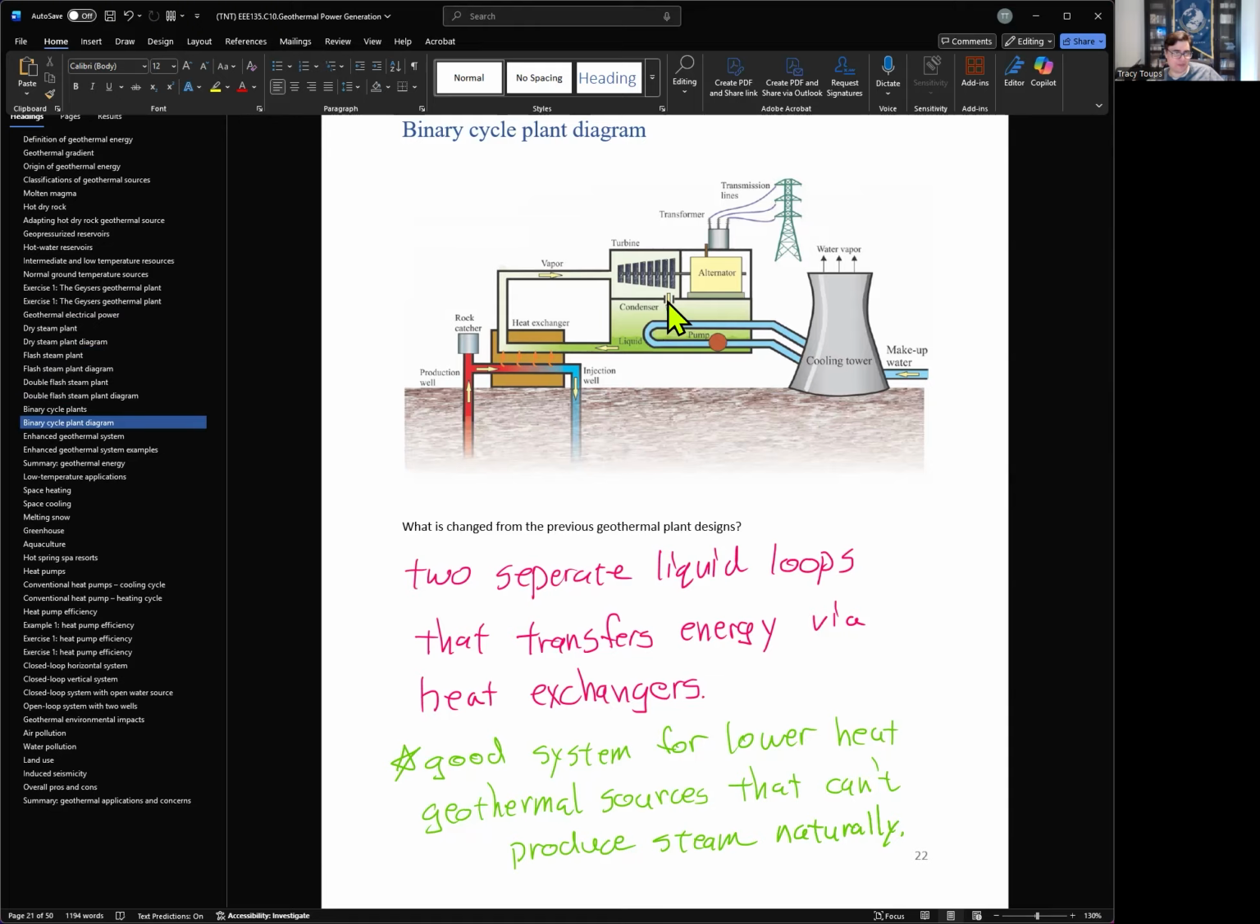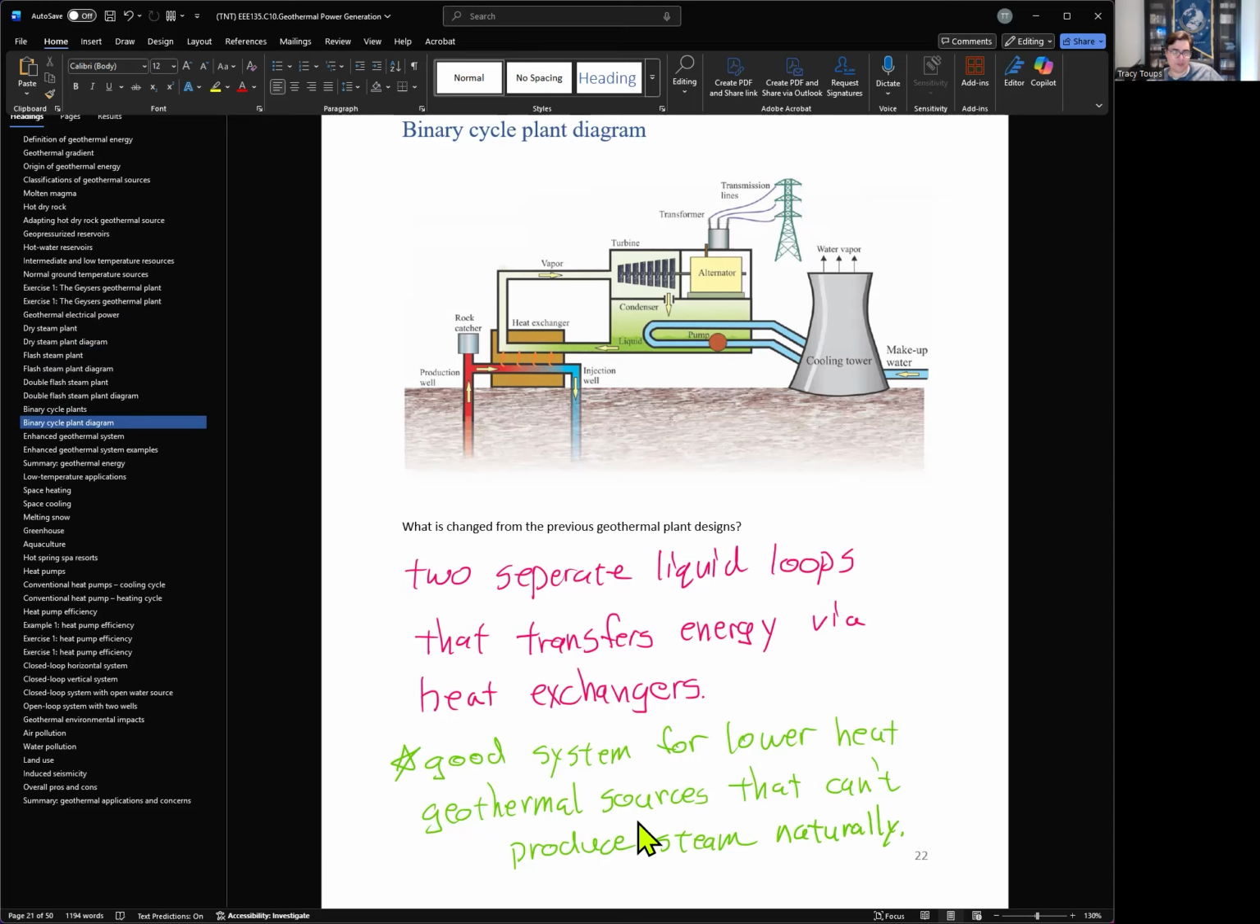We need to lower the temperature of the oil back into the liquid form, and we'll just keep doing the system over and over again. So you basically have two sets, two pumps, two water loops, and they're interacting with each other with this heat exchanger. Okay, this is a good system for low heat geothermal sources that can't produce steam naturally.